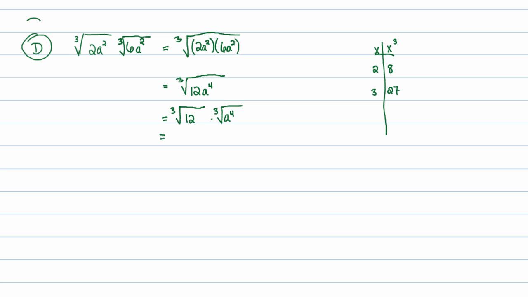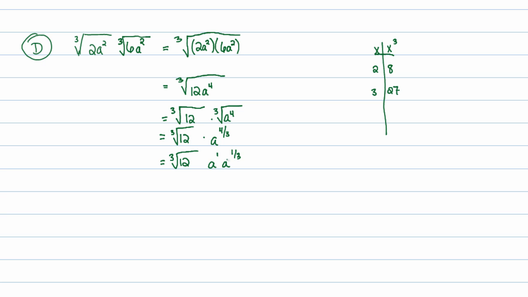However, let's rewrite that second cube root as a rational exponent. That'll be a to the power 4 over 3, and this actually will reduce down. So that'll be the cube root of 12 times a to the first times a to the 1/3. See how quickly I did that?